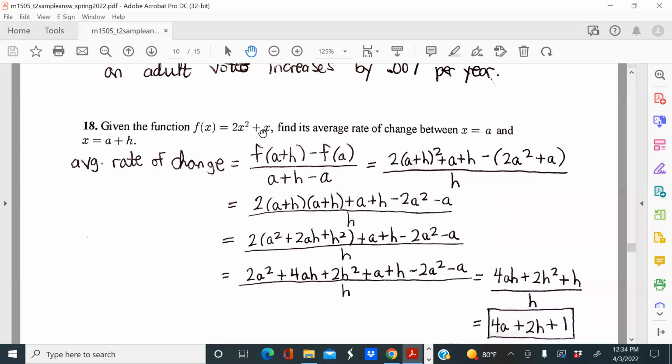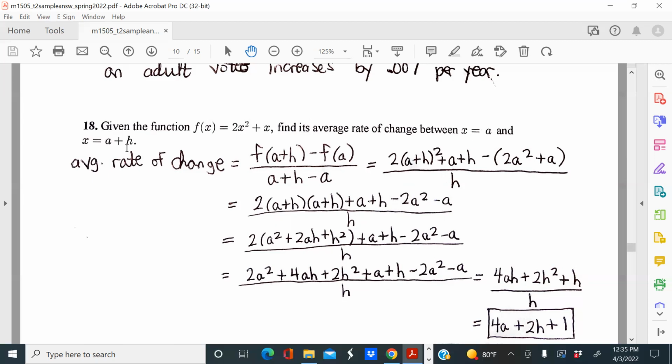So 2x squared plus x is the formula for the function, and we want to find the average rate of change from x equal to, but we're not given a specific number here. We're just given an unknown starting point a up to a terminal value a little bit to the right of a, right? a plus h. So some number a and then a number a little bit bigger than a, namely a plus h. So let's see if we can calculate the average rate of change of this function from x equal a to x equal a plus h.